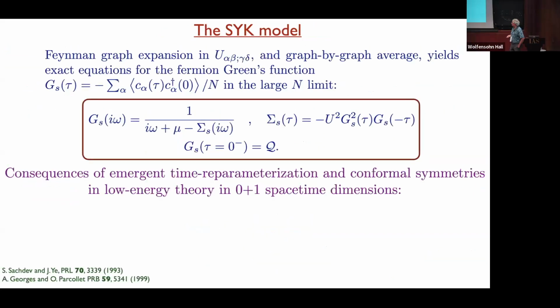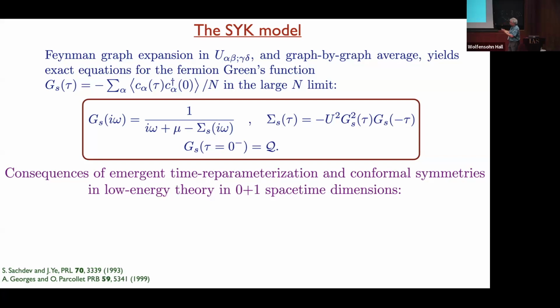Okay. All right. So now what Georges and Parcollet already showed in '99, and now we know how to do much better, is also solve these equations at finite temperature. Small temperature, much smaller than U. And it turns out that there is, quite remarkably for such a random system, for any density, provided the solution exists, an emergent conformal symmetry. And as Kitaev argued, the action itself also has an emergent time reparameterization symmetry.